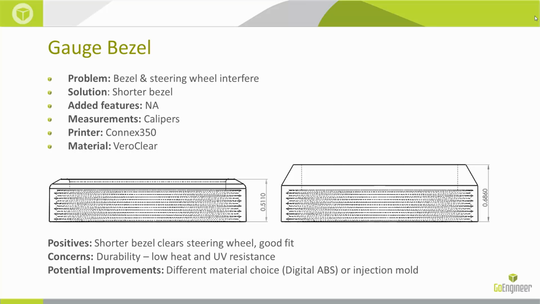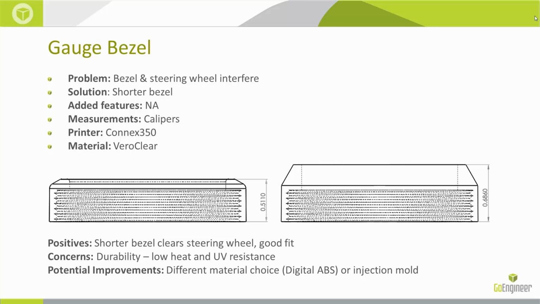All right. The manufacturer of that particular gauge didn't provide a shorter bezel, so it's up to me to either create one or figure out a different way to mount it. This was just the easiest solution here. Added features, there was nothing really to add to this. I was just going to copy the existing design, measuring using calipers, and then adjust it so it was a little bit shorter, and print it out.